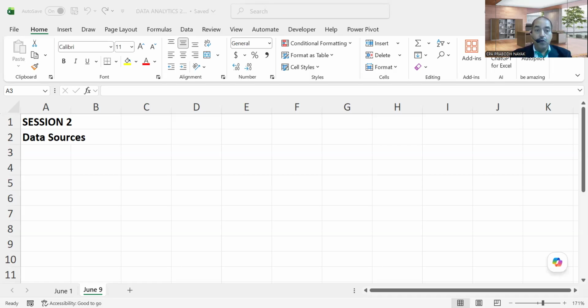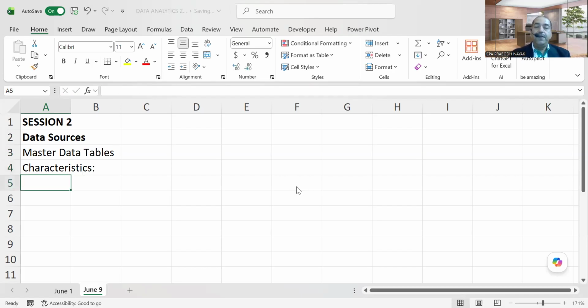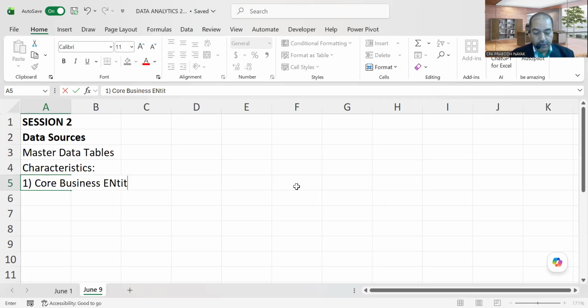First is core business entities. I'll just write it down. Master data tables. So what are the characteristics? First one is core business entities. Can you see my Excel? Are you able to see my Excel?